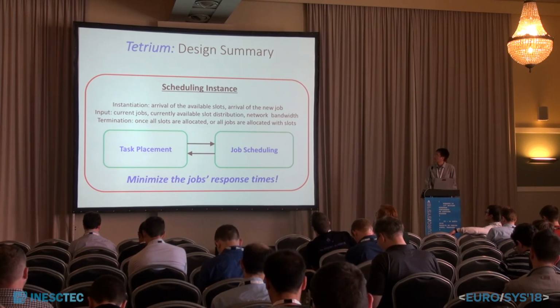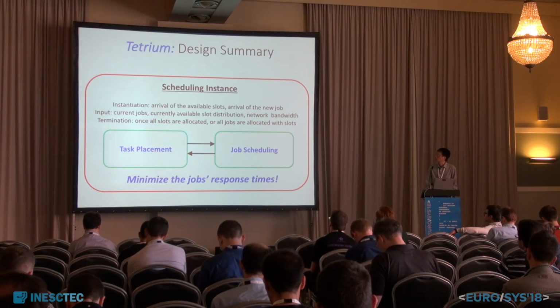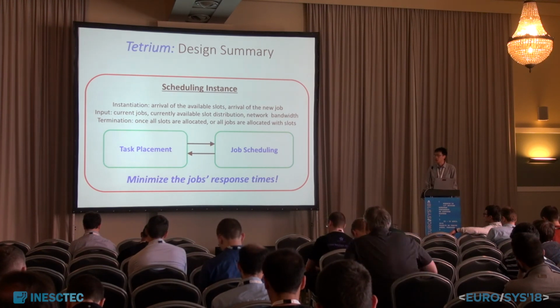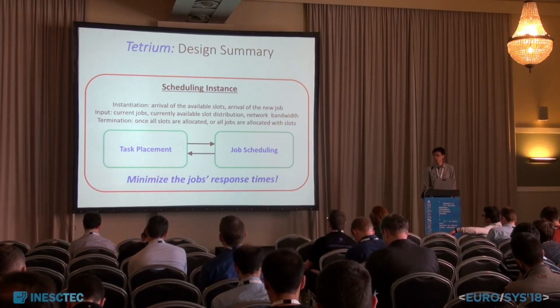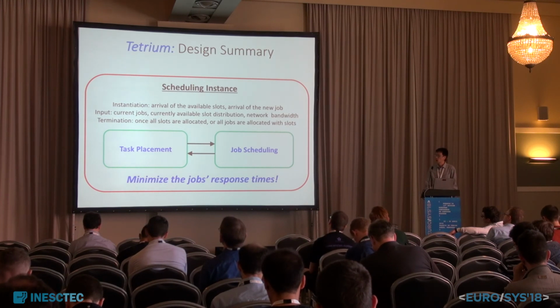To summarize our design, each scheduling instance in our solution is triggered whenever a new job arrives or whenever new slots become available. Whenever a scheduling instance starts, we first solve the linear program model for each job and get its estimated completion time. Based on that, we select the job with the shortest completion time and assign the resources to it according to its task placement decision. And we keep doing this until all of the available slots are allocated or all of the jobs have been allocated slots.